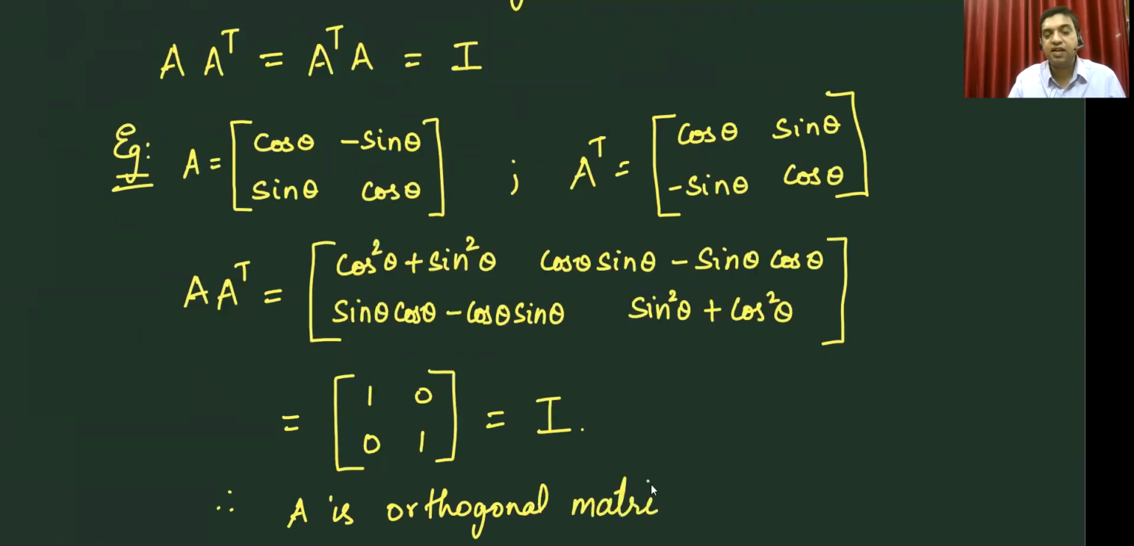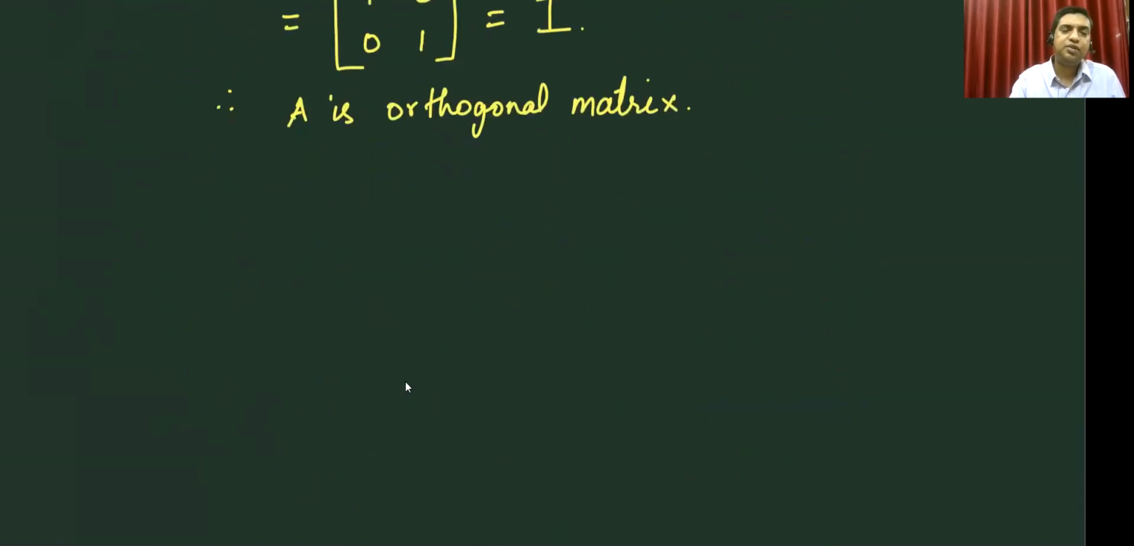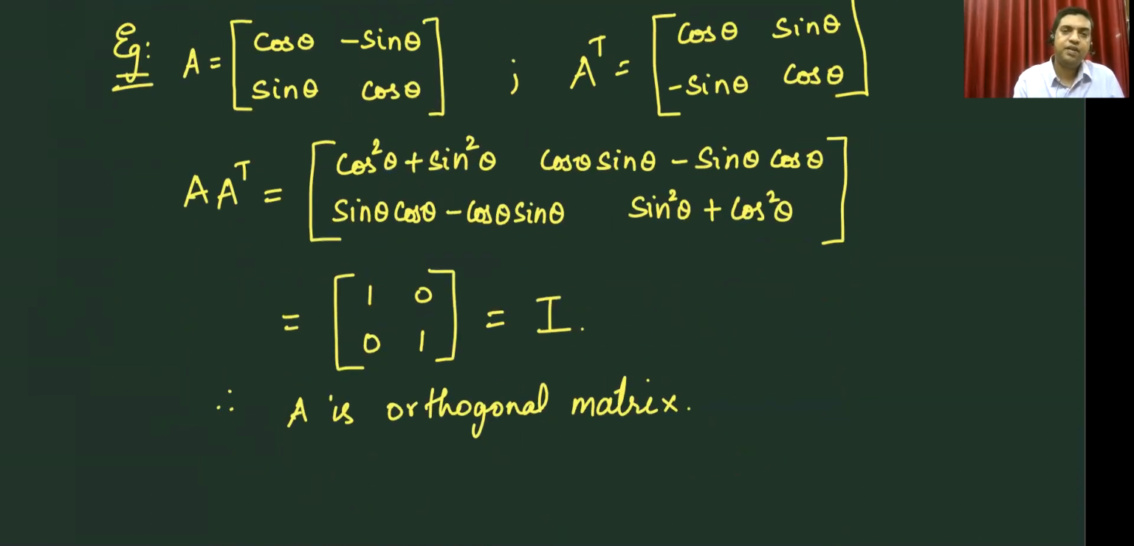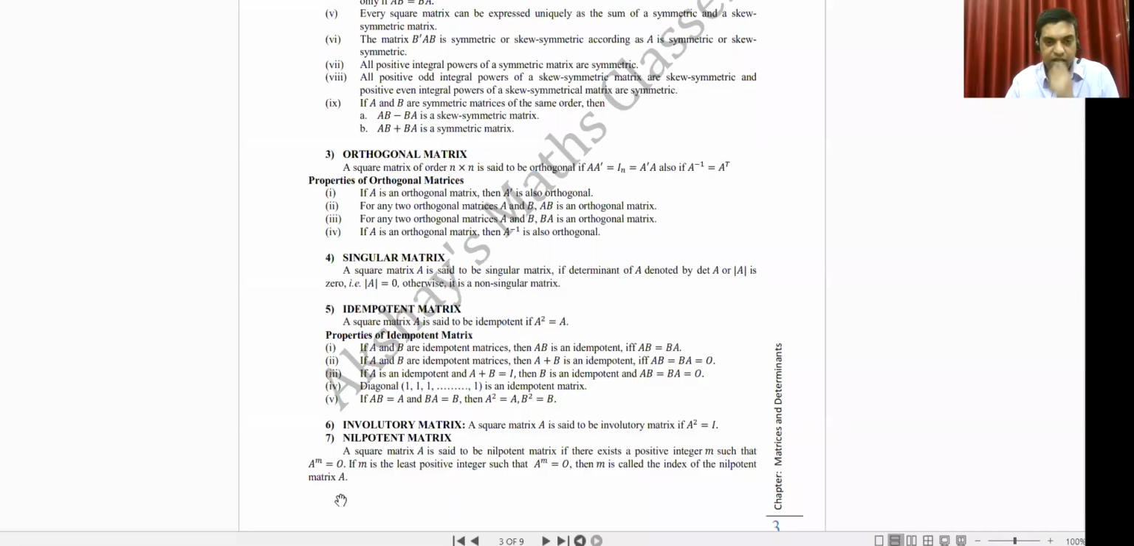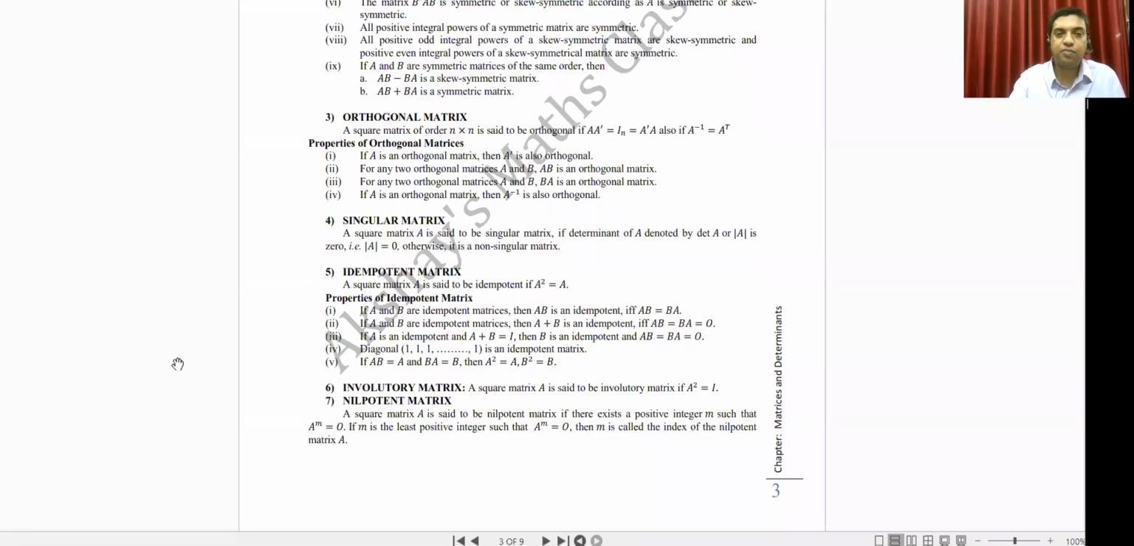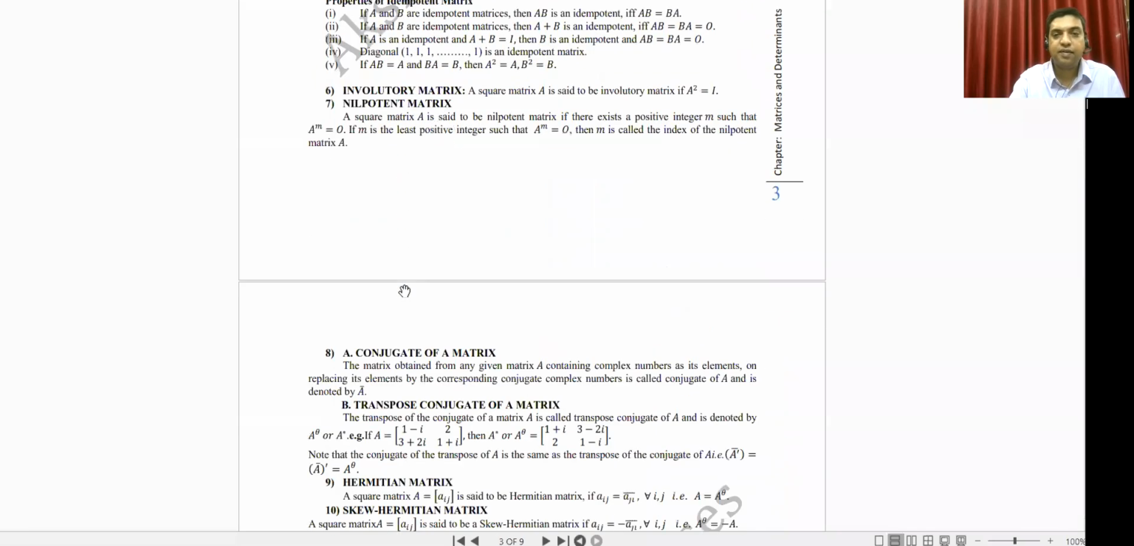So A is an orthogonal matrix. Next, you have a few other definitions: idempotent matrix, involutory matrix, nilpotent matrix, singular matrix.